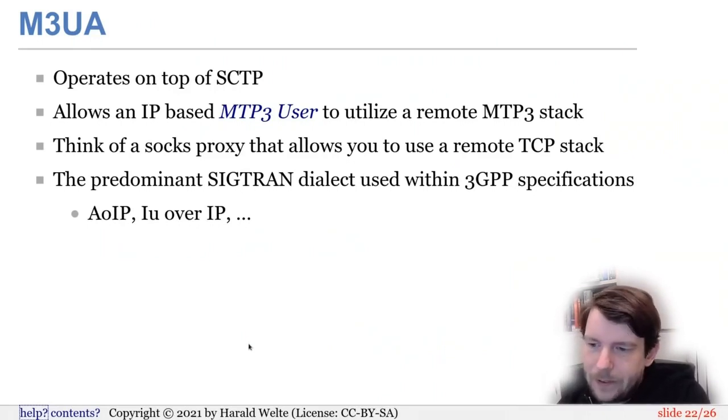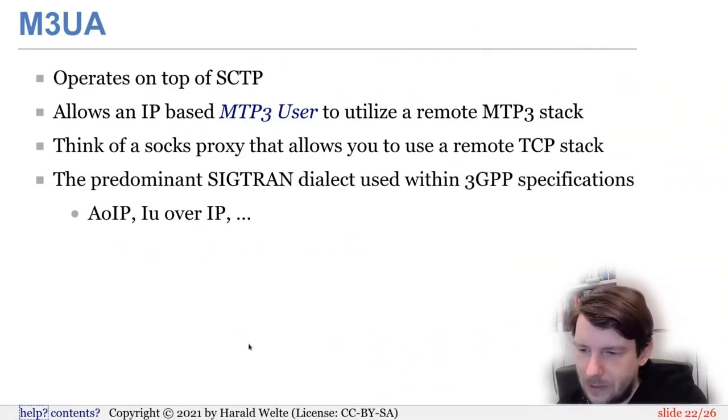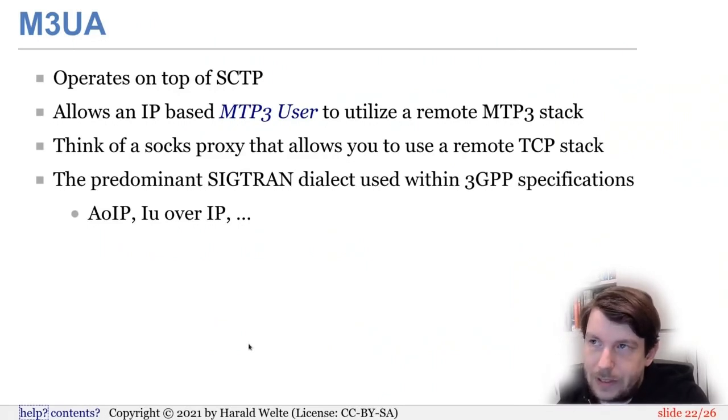idea. M3UA is the predominant SIGTRAN dialect that is used within 3GPP specifications. So the A over IP interface in 2G or the IU interface over IP are both, for example, specified over M3UA. You could, of course, speak them over other dialects, but as 3GPP states, you must support M3UA in order to interoperate with different vendors.